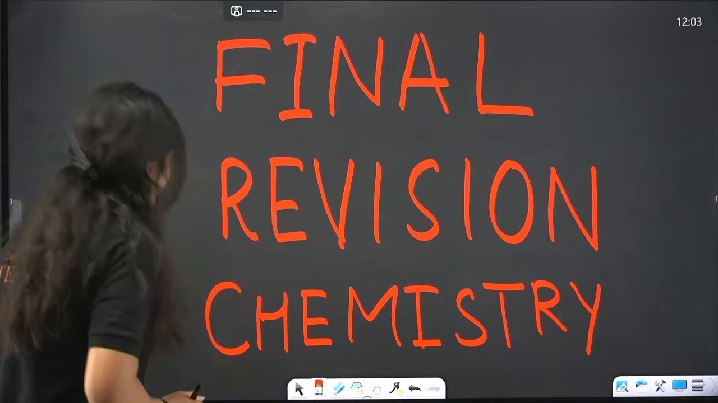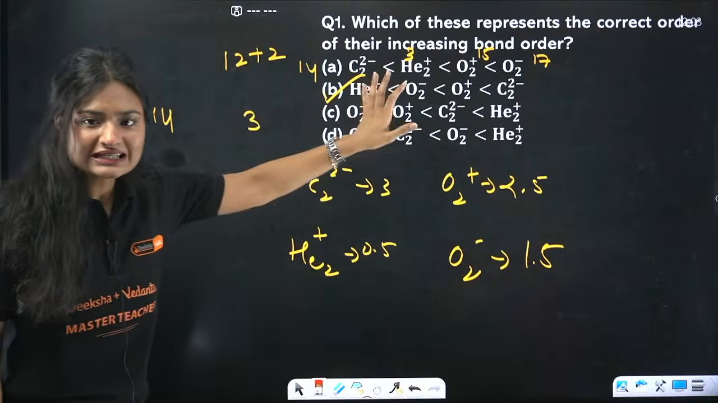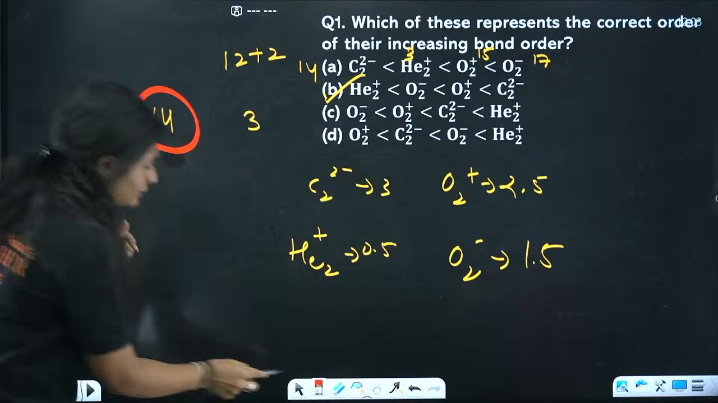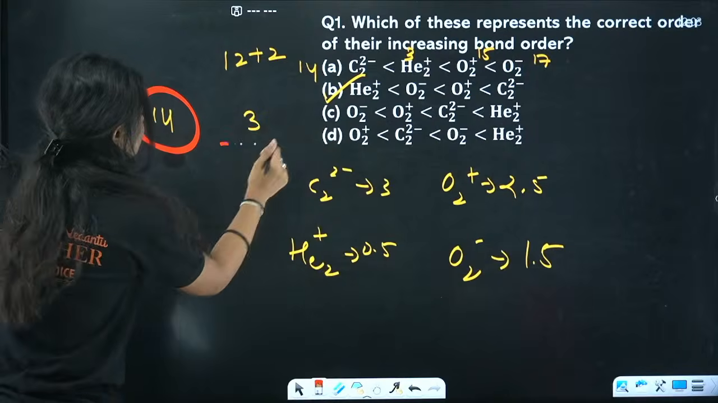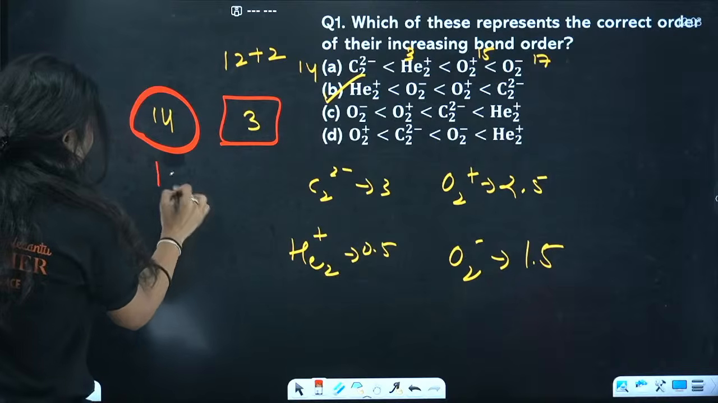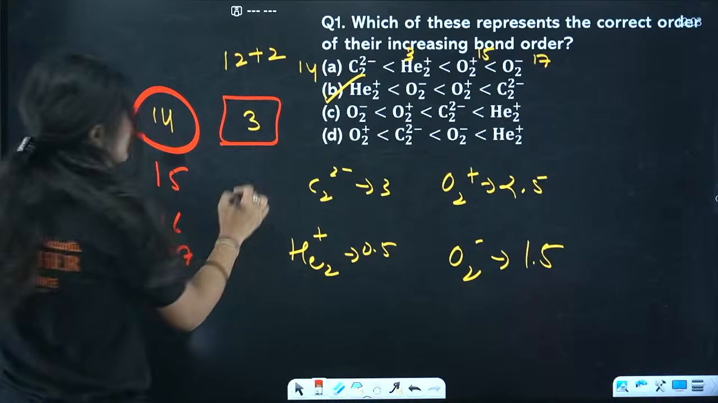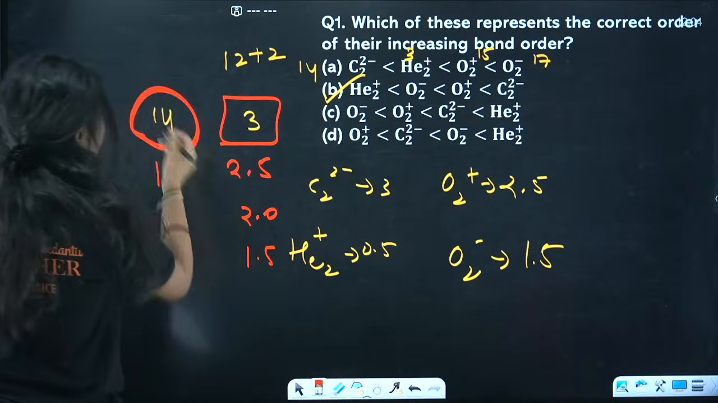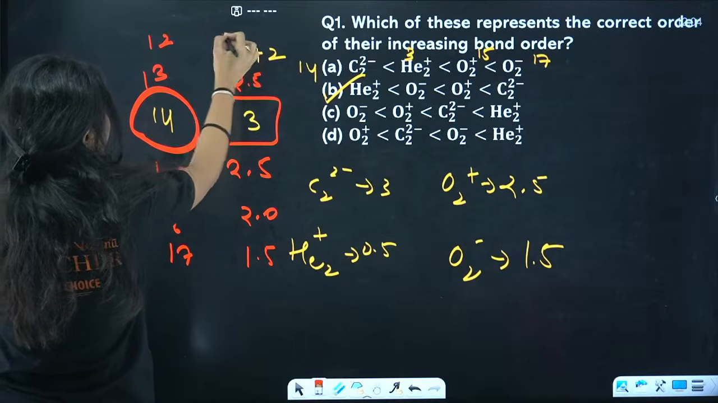Again, a question about bond order. We are asked to arrange them in increasing bond order. Remember, whenever you have 14 electrons, the bond order will be 3. If you increase the number of electrons, like 15, 16, 17, your bond order will decrease by 0.5. So it will be 2.5, 2, 1.5. Similarly, if you decrease the electrons, 13 gives 2.5, 12 gives 2.